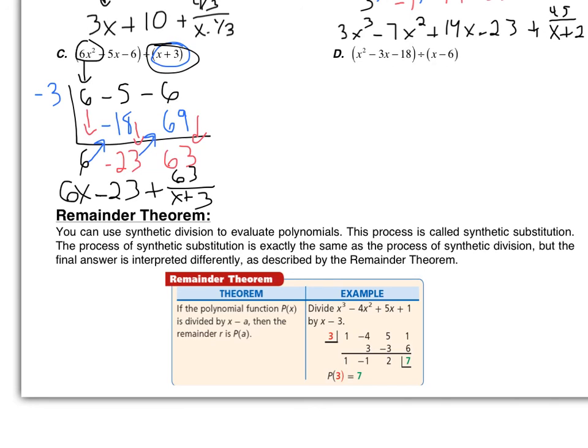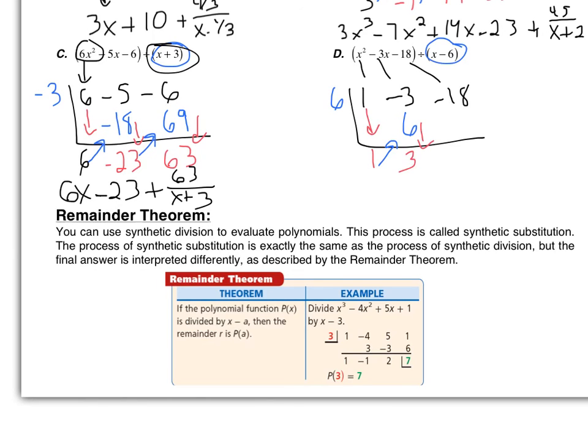In the next example, I have x squared, x, and negative 18. So I have 1, negative 3, negative 18 divided by what makes this a 0, which is 6. And I bring down the 1. Multiply that by 6, I get 6. And 6 minus 3 is 3. Multiply that by 6, I get 18. 18 and 18 make 0. So in this case, it goes in evenly. And I started off with x squared, so now this is going to be 1x plus 3. And that's it. No remainder.